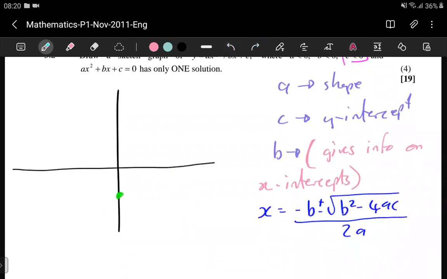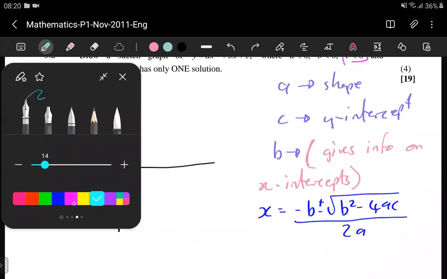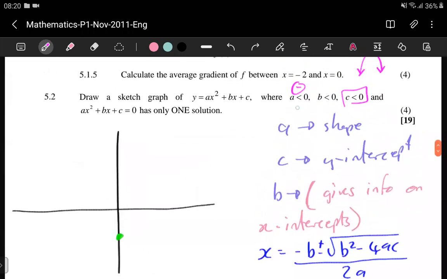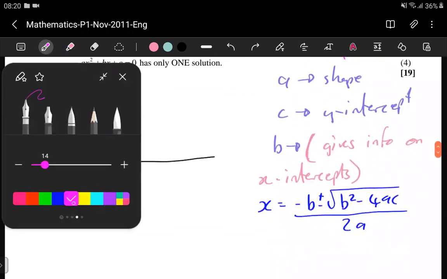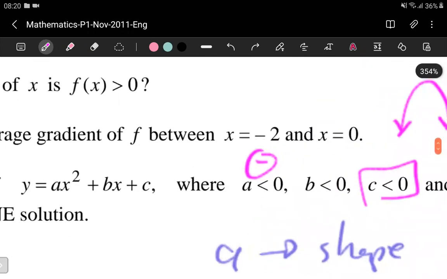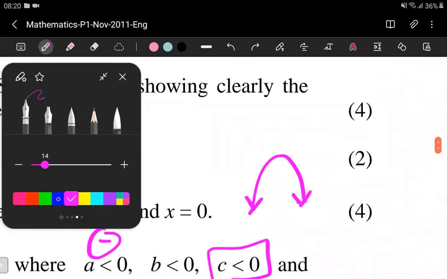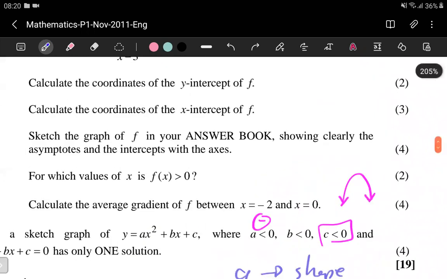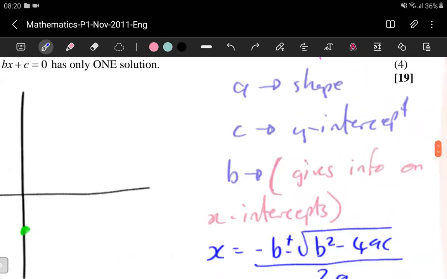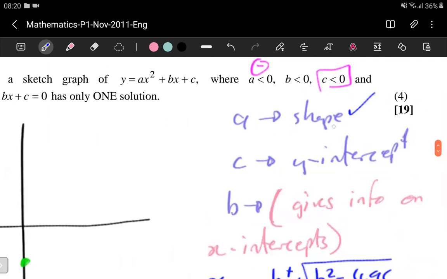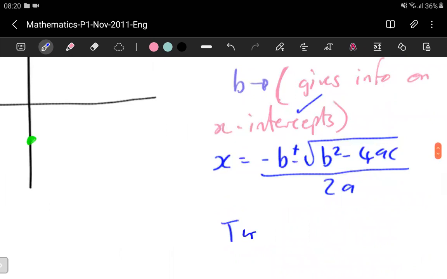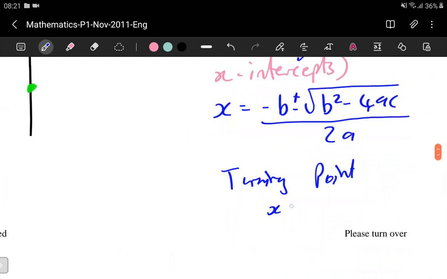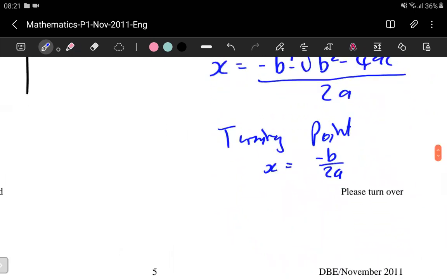So for us to determine how it's going to be frowning, this is where your other information is important. You see, with the parabola, if you draw any random parabola, there are three things that are important. No, four things actually: shape, y-intercept, x-intercept, and then lastly, turning point. The idea with the turning point is that fortunately we know its x value is going to be minus b over 2a.